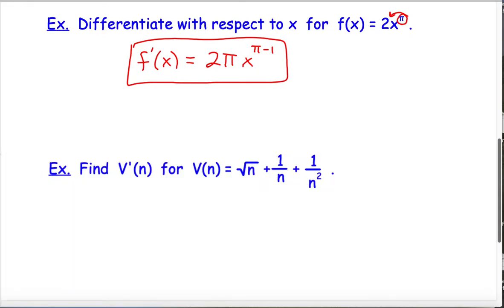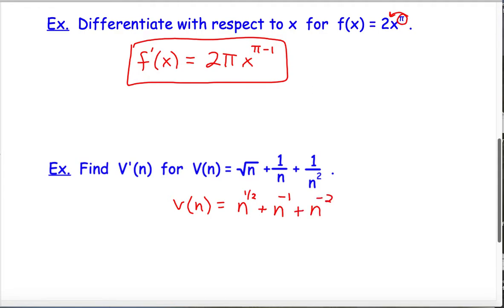All right, how about this one? Find v prime of n for v of n equals the square root of n plus 1 over n plus 1 over n squared. Now, what I want to do first is let's rewrite this with exponents instead of fractions, and instead of a square root. So the square root of n is the same as n to the 1/2 power. 1 over n is the same as n to the negative first power, and 1 over n squared is the same as n to the negative second power.